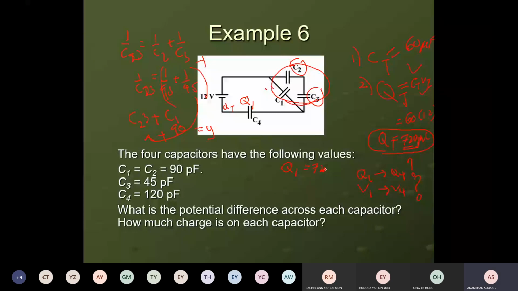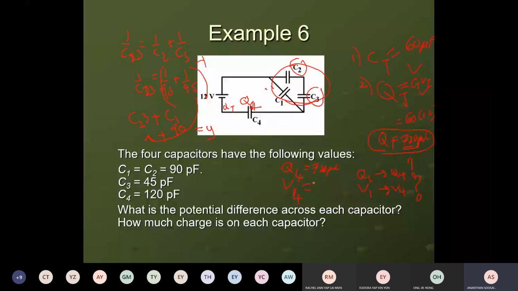After Q1, what can you find? You found Q1 already. Can you find Q2? Q2 is difficult, it's stuck inside here. I think you have to find V1 first. V1 is the easiest. When you know Q1, you can find V1 because you know the two values already. Sorry, this is not Q1, this is Q4. So Q4, you know, you can find V4 first.